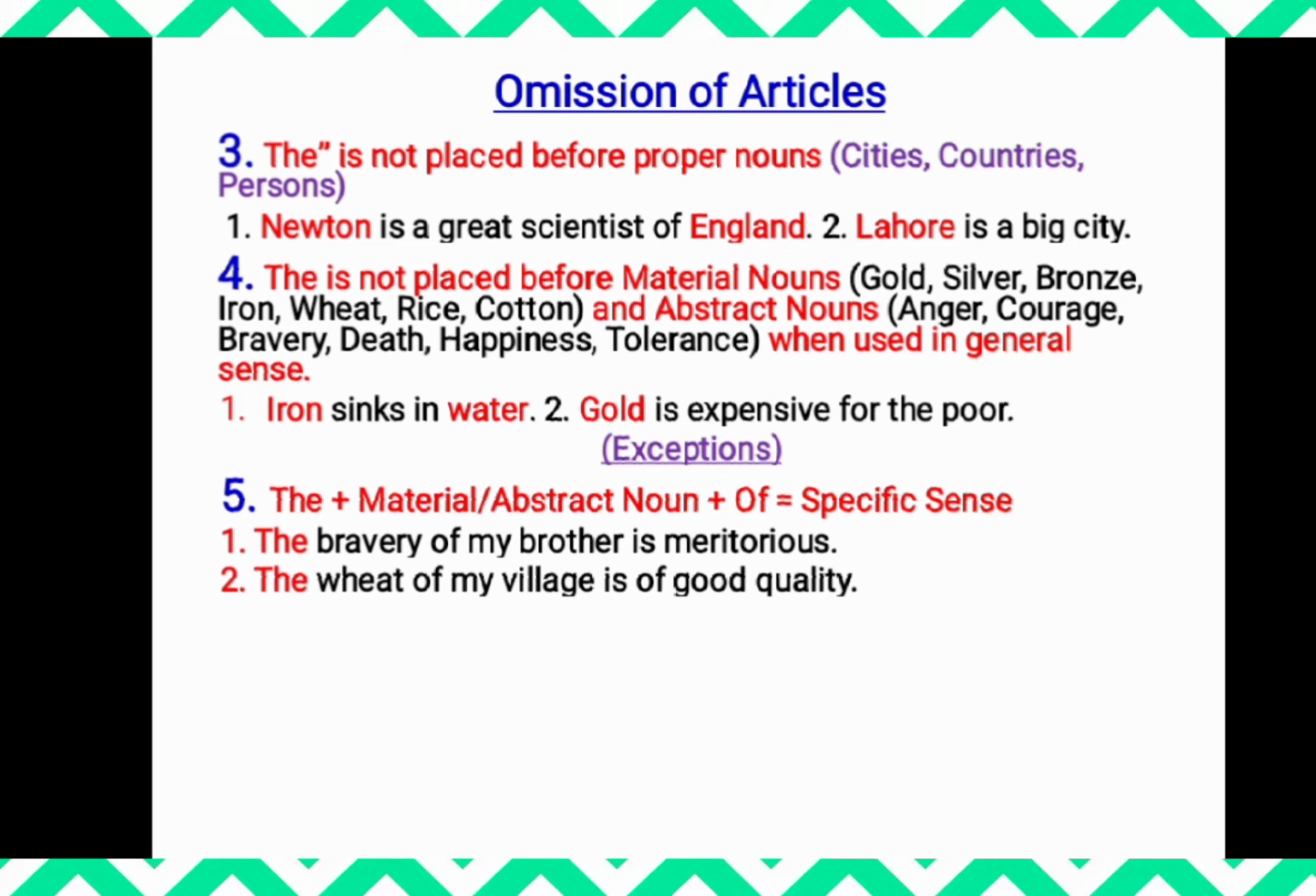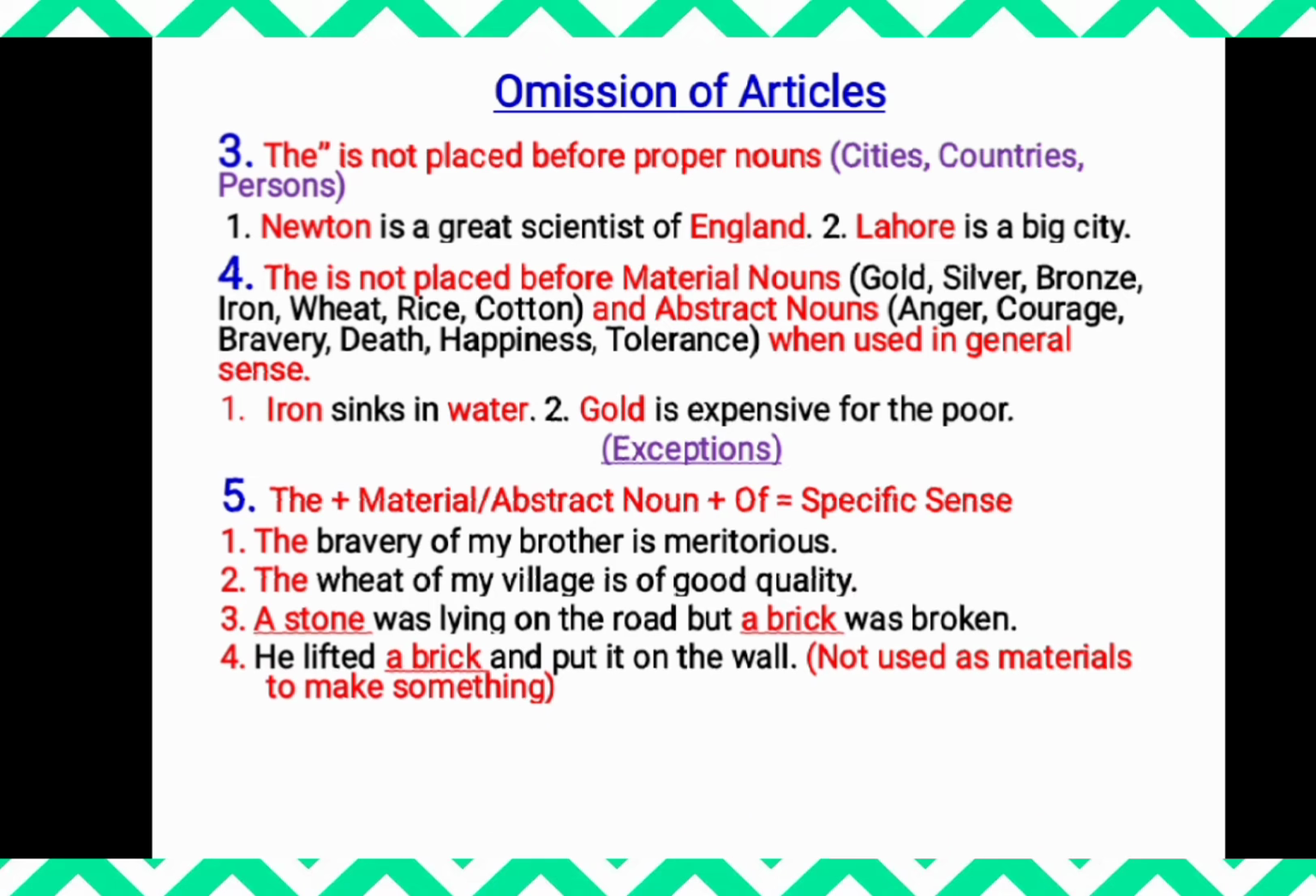The second example is: the wheat of my village is of good quality. Wheat is a material noun, but we have specified the word wheat, so we used the definite article the. The plus material noun plus of is equal to a specific sense. Okay, that is rule number 5. And the third example: a stone was lying on the road but a brick was broken. And the fourth one: he lifted a brick and put it on the wall.